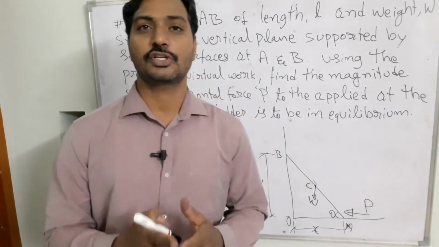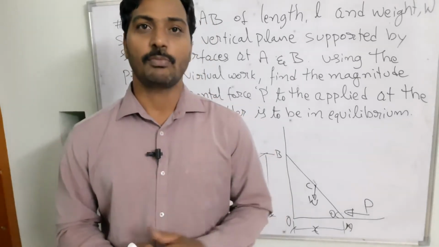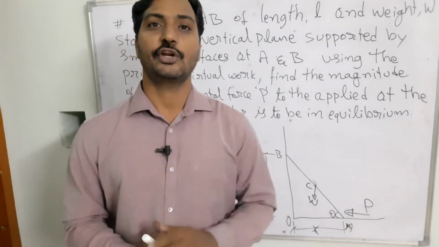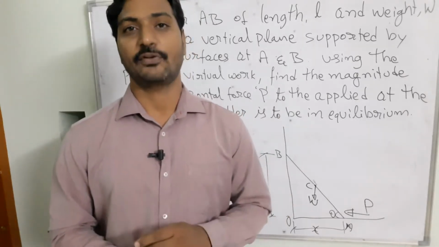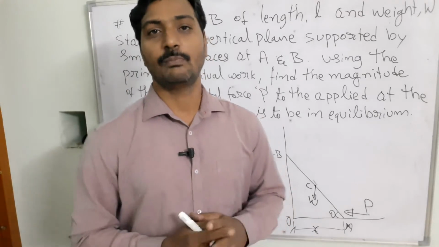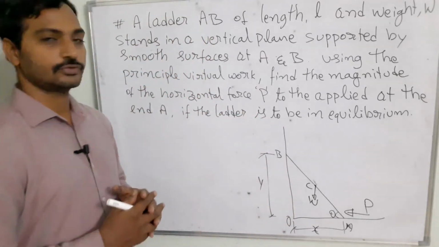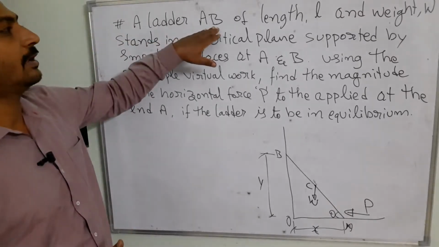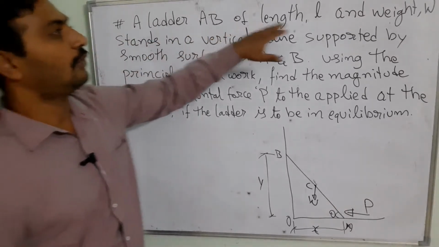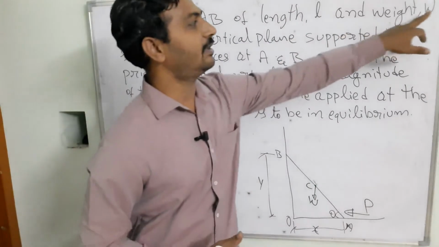Now, in the same connection, we are going to take another problem where a ladder is resting on a vertical wall as well as on a horizontal surface. These practical examples everybody has come across in their own life. So now we can see the problem: a ladder AB of length L and weight W.